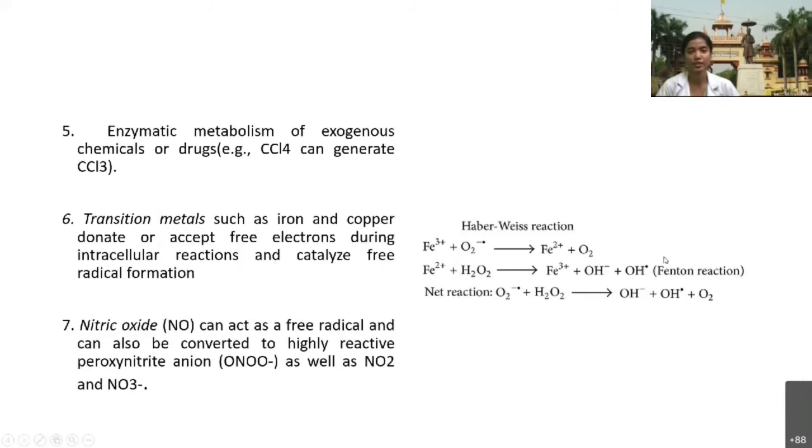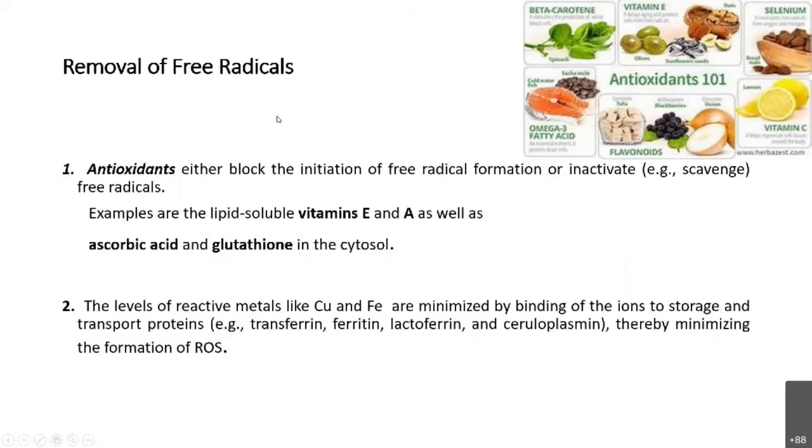Now, this Fenton reaction is important for you to remember. In our body, the iron is normally present in the ferric state. So, first of all, this ferric state is converted to ferrous iron, and this ferrous iron then reacts with hydrogen peroxide, and this generates hydroxyl radical. So this is called the Fenton reaction. Now, these free radicals are generated.